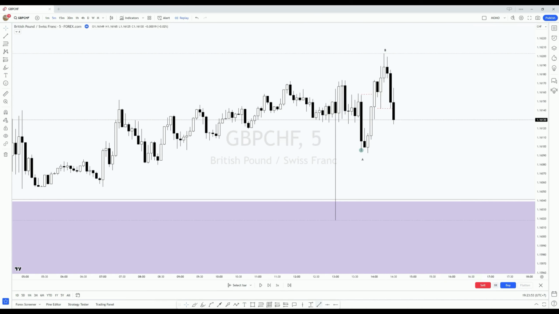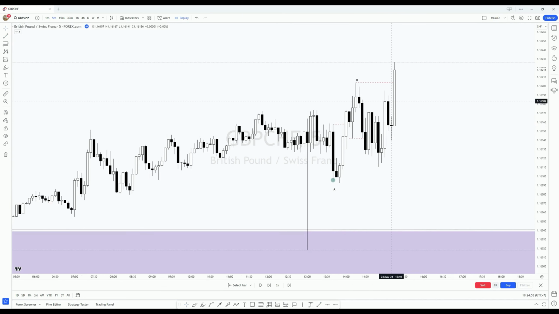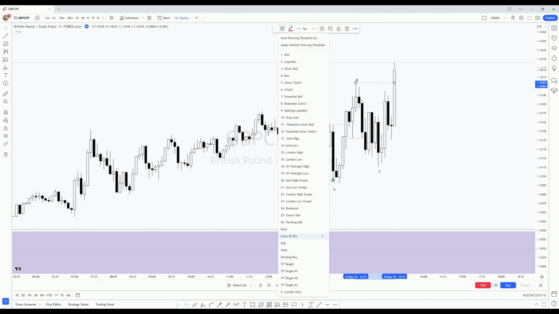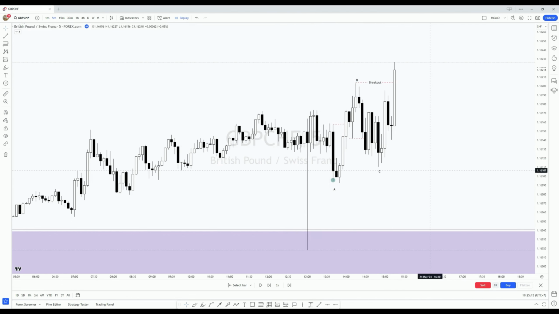For C, I want B to be broken. Now I have B broken by candle body, so I have C here confirmed, and I have a breakout. Now I have A, B, C confirmed.